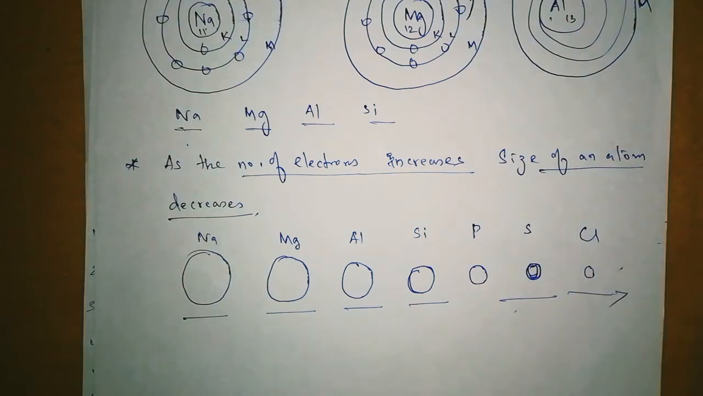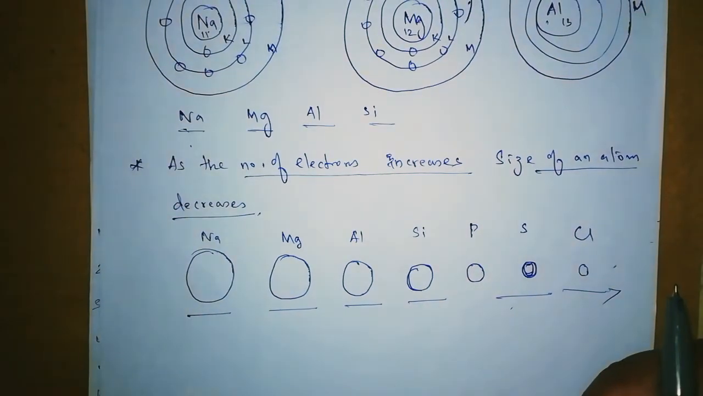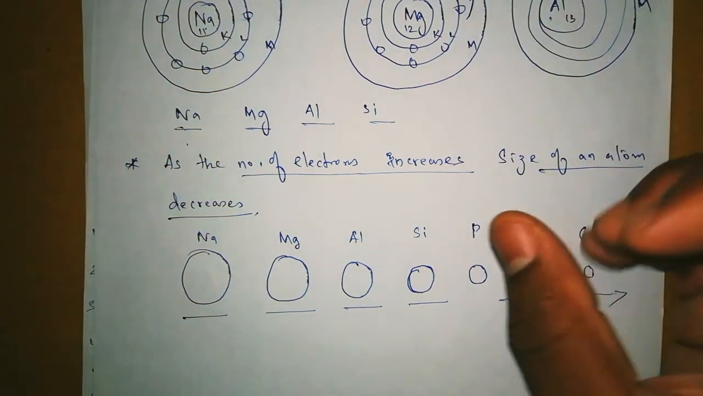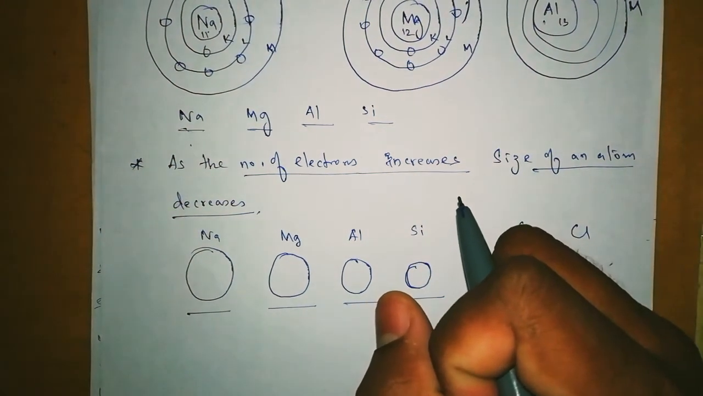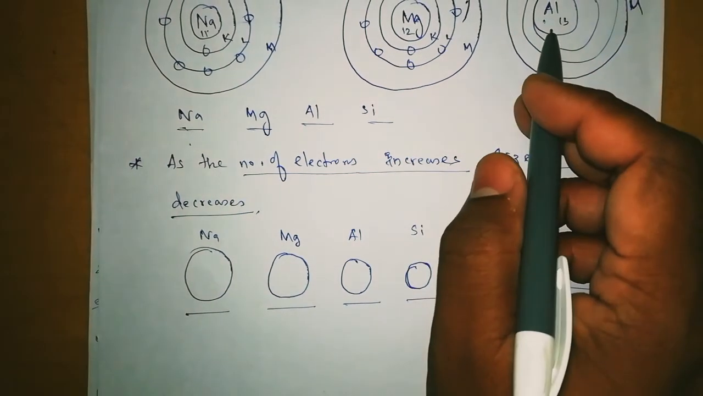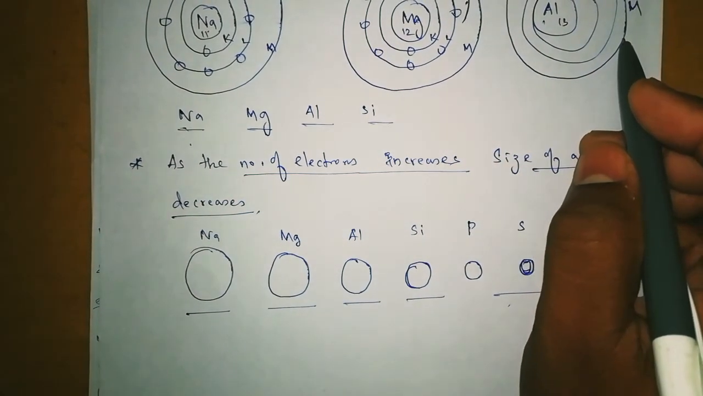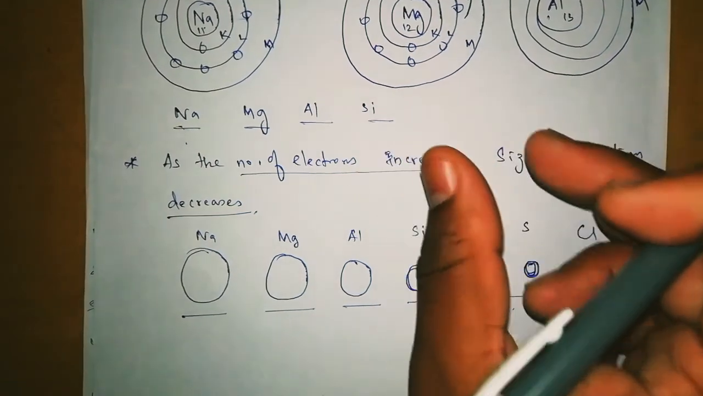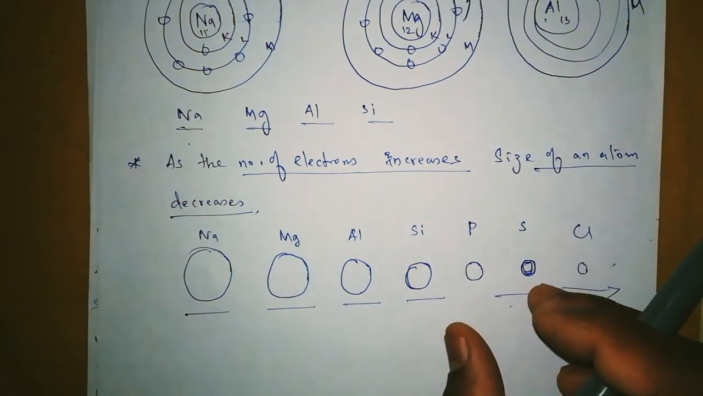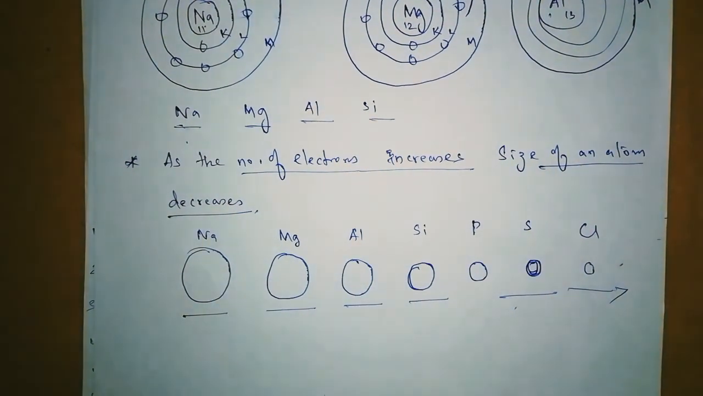Even if I want to explain, I can explain like this. The increase of protons in the nucleus causes larger attraction for electrons, right? Due to increased attraction, electrons are pulled closer towards the nucleus, right? This causes a decrease in the distance between the nucleus and the outermost shell, and hence the size decreases in the period as the atomic number increases from left to right in the periodic table, right?